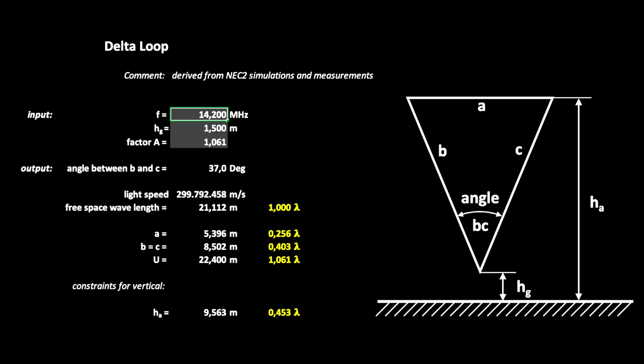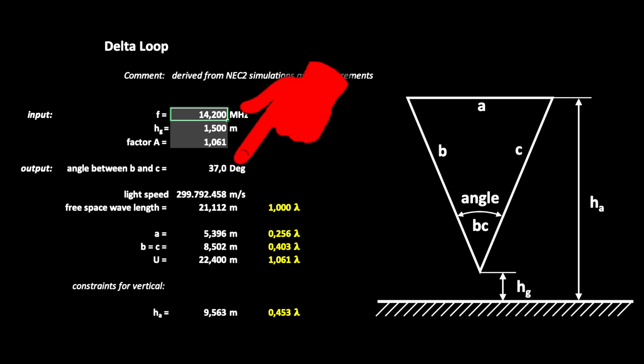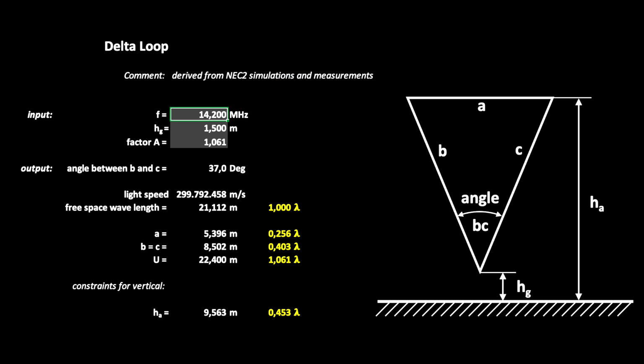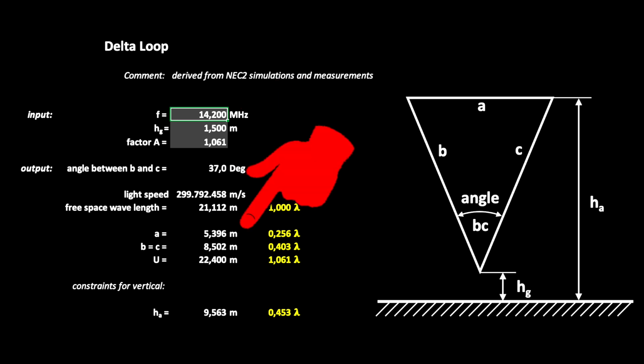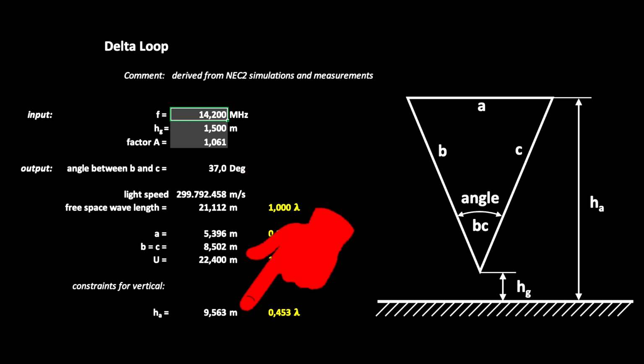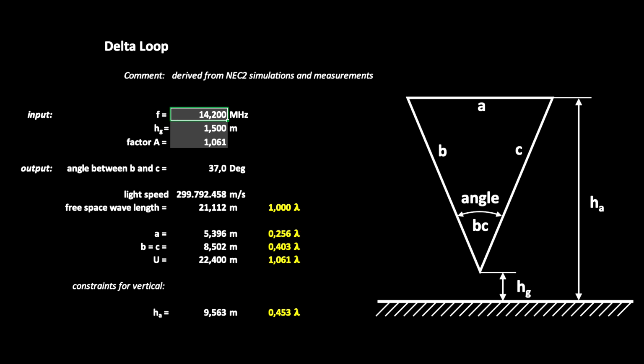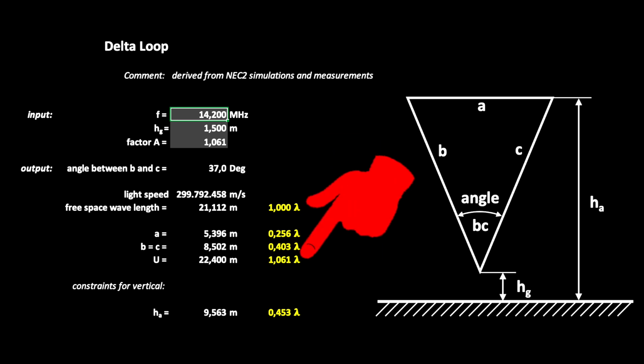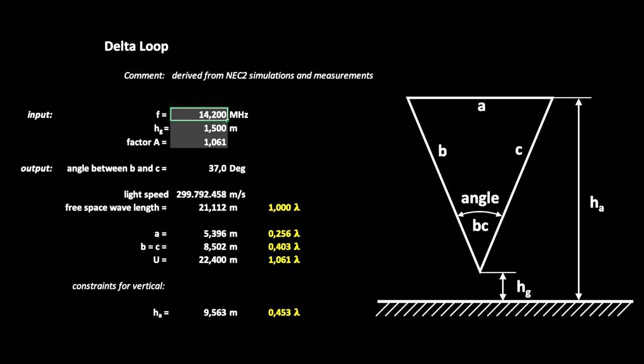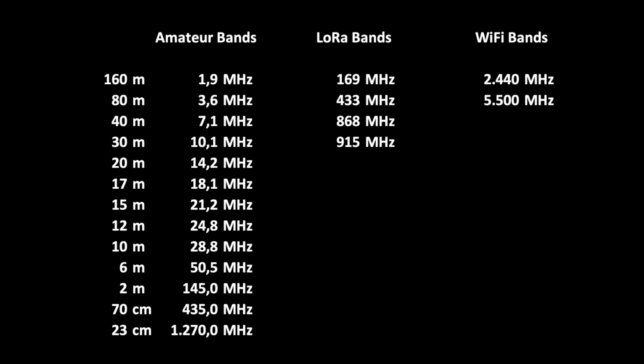At higher frequencies, the tool gives us a slightly larger angle instead of 37 degrees, the reason we will explain later. We are getting the length for wires A, B and C, as well as the height above ground at which we need to mount wire A. The yellow numbers are giving the lengths in multiples of the wavelength. Next I will show antenna dimensions for a number of frequencies. You can stop the video to read the values that you are interested in.